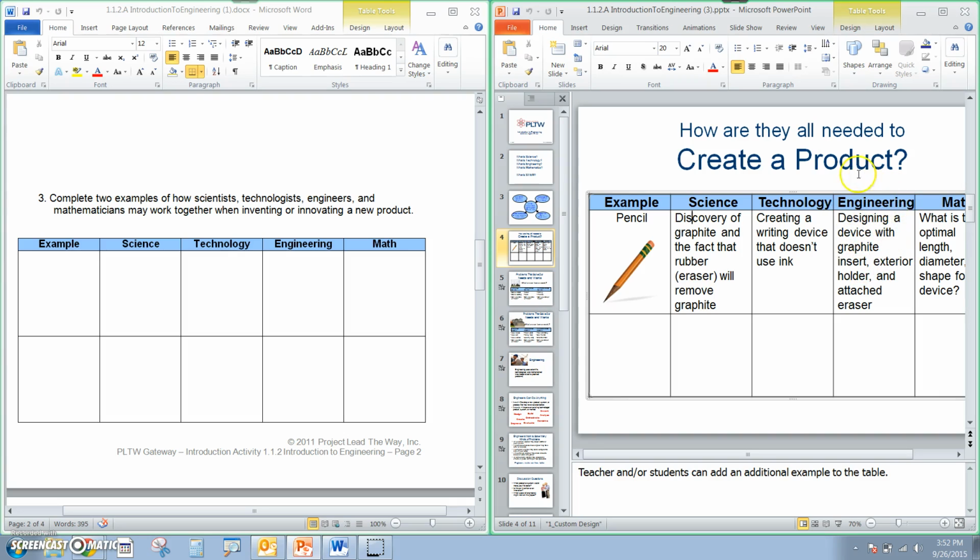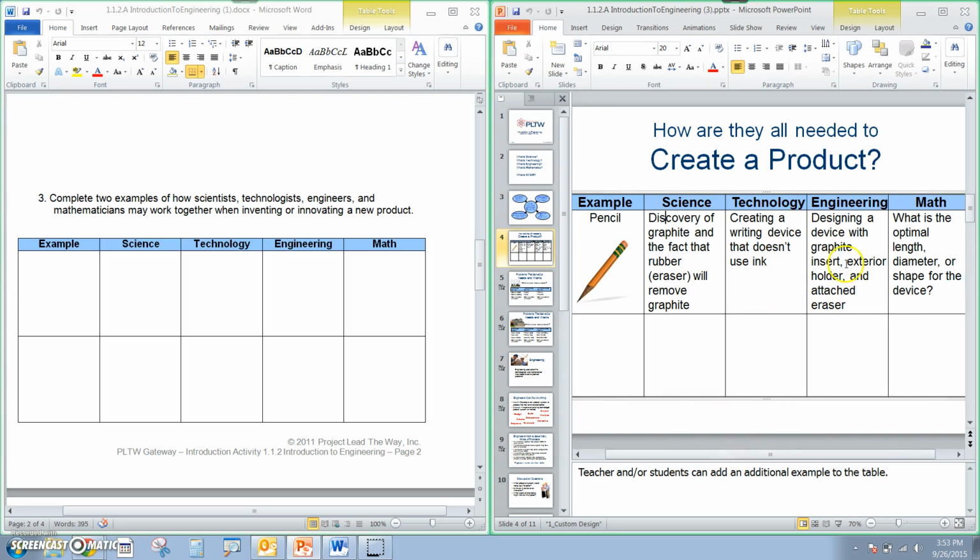With engineering, you use science and technology to develop a solution to the problem. So the engineering side of this, the engineer needs to design a device using graphite and rubber and something that you can hold it with. Okay? They're trying to solve the problem of needing to be able to write using these materials. So they use the scientific part and the technology part. And math. What is the optimal length, diameter, or shape of the device? So a lot of it, yeah, it could be measurement, because how it fits in your hand, how much lead you're going to need, even just maybe costs, those all fit into the making of a pencil.